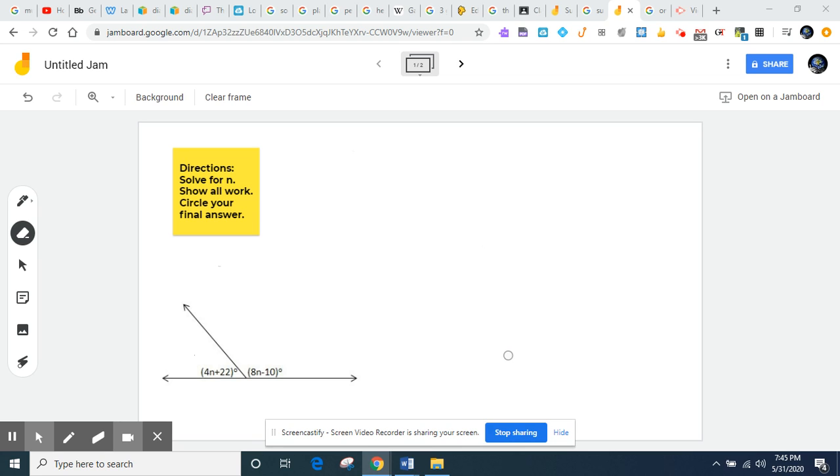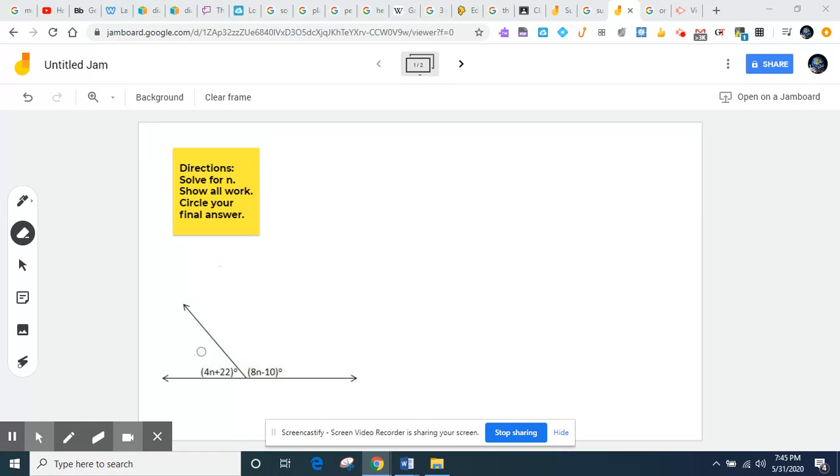Hi guys, so we are continuing our work with supplementary angles. Here I have a problem that I'm going to model for you how to solve. If we take a look at the directions, it says we have to solve for n, show all work, and circle your final answer. So here we have two angles, okay?